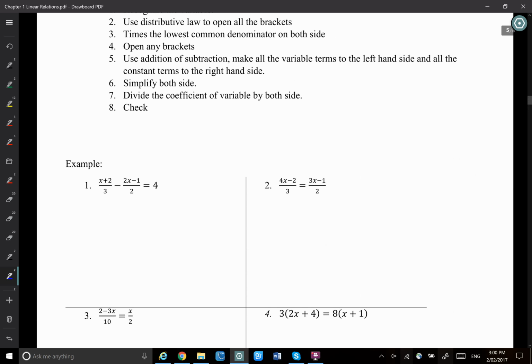I'm not sure if we have lesson tomorrow. But before next lesson, please do these 2 pages. Okay, page 5 and page 7.